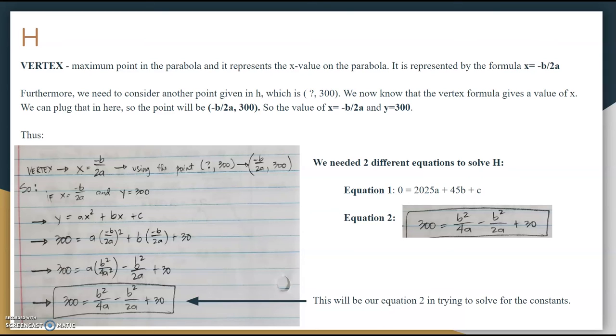So using the quadratic formula again, we just have to plug in the values of x and y, and then we can come up with the final equation at the bottom in the box: 300 equals b squared over 4a minus b squared over 2a plus 30. We needed two different equations to solve for h. The first equation we came up with, a slide before this, is 0 equals 2025a plus 45b plus c. And now the second equation is 300 equals b squared over 4a minus b squared over 2a plus 30. So now we have two equations.